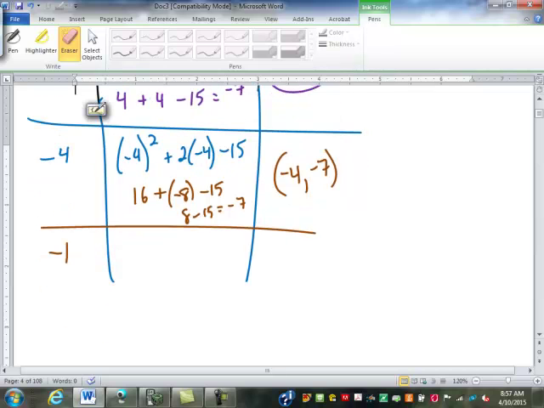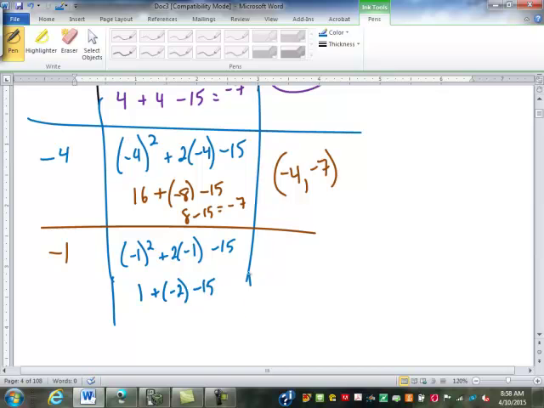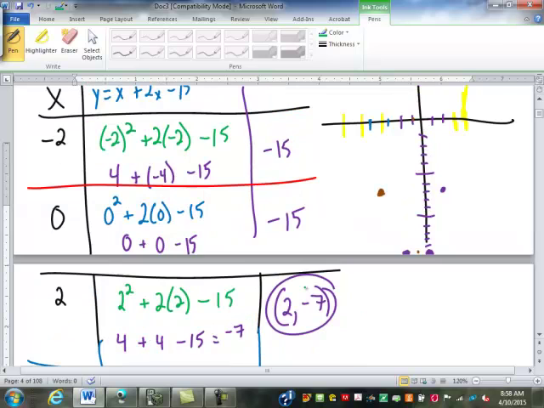But anyway, if x is negative 1, y is going to be negative 1 squared plus 2 times negative 1 minus 15. What's negative 1 squared? 1. 2 times negative 1 is negative 2, minus 15. 1 plus negative 2 is negative 1. Minus 15 is negative 16. So when x is negative 1, y is negative 16. So that means here at negative 1, it actually goes down one more somewhere in here.